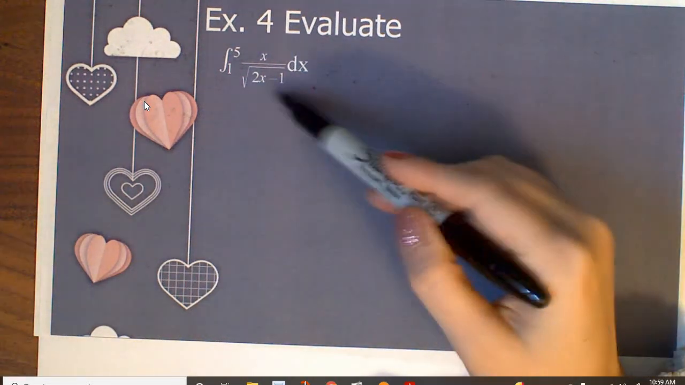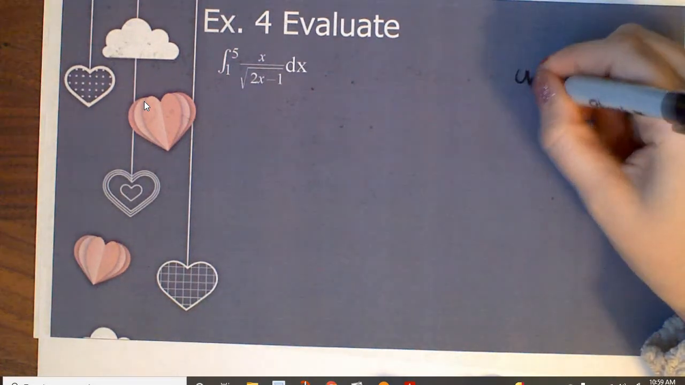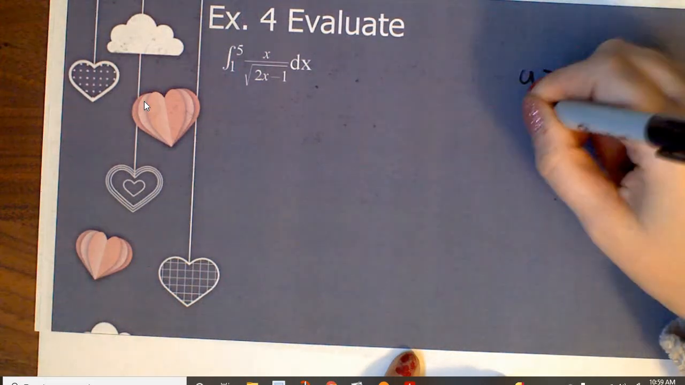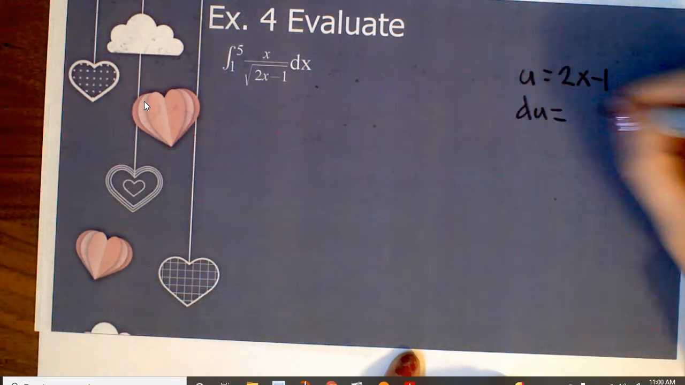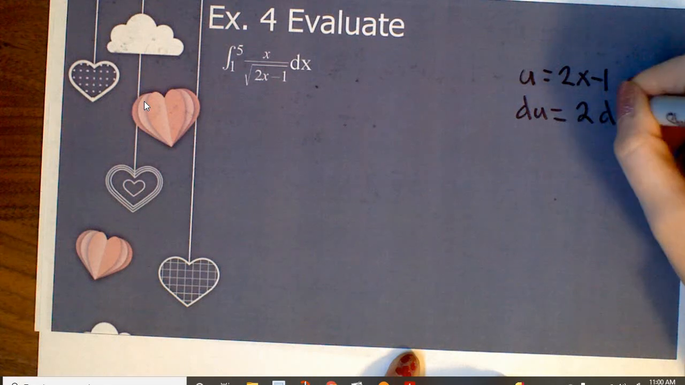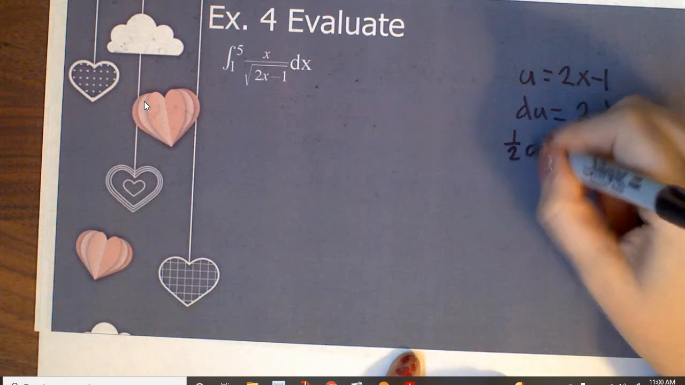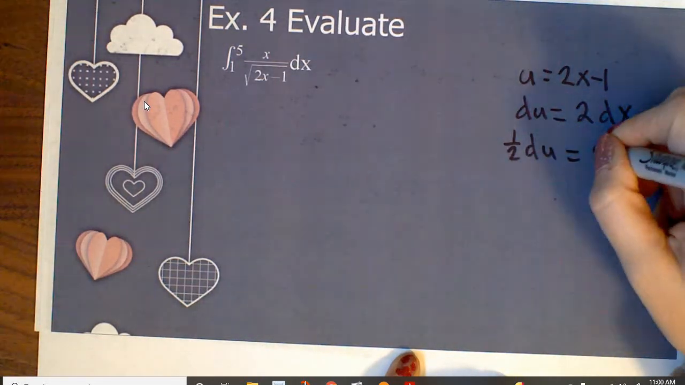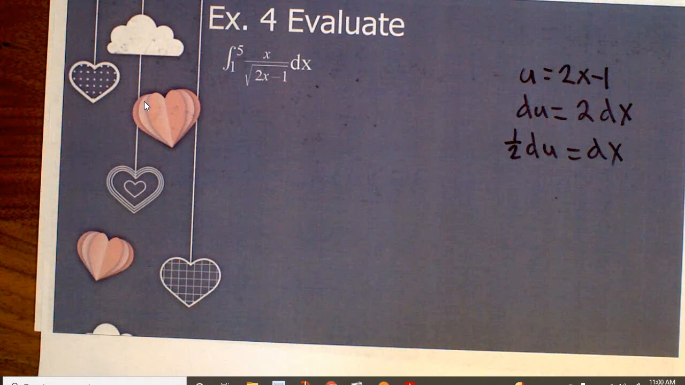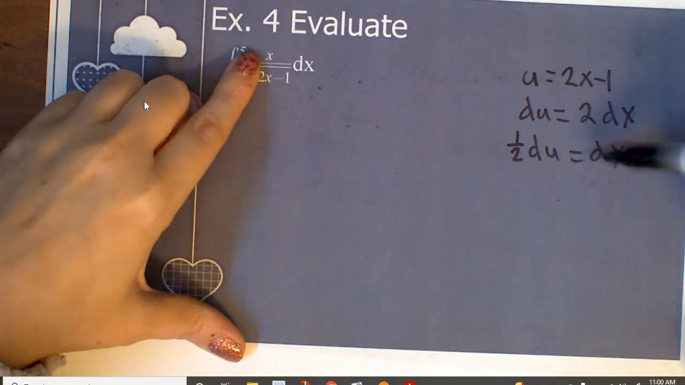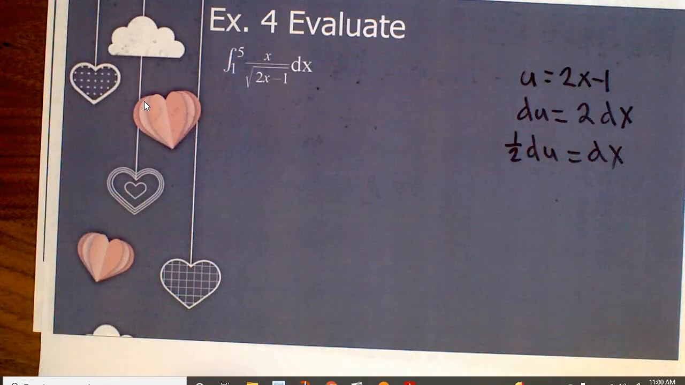So, again, sticking with our pattern, I'm going to let my u be the stuff that's on the inside. I take my derivative. I don't have a 2 there, so I'm going to divide, and I get 1/2 du equals dx. Now, you might be thinking, oh wait, our derivative this time does not have an x in it, and you would be right. And that's why this one is a little bit different.